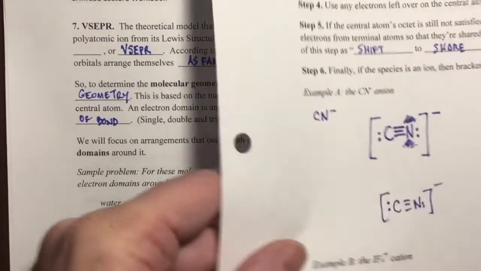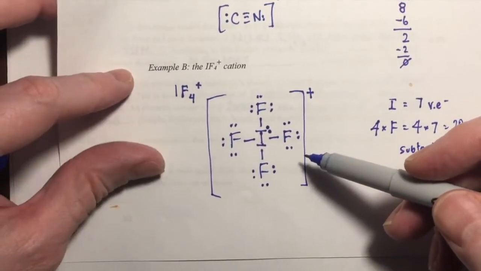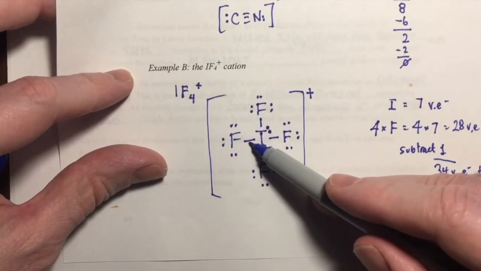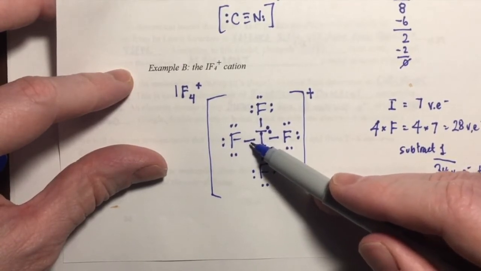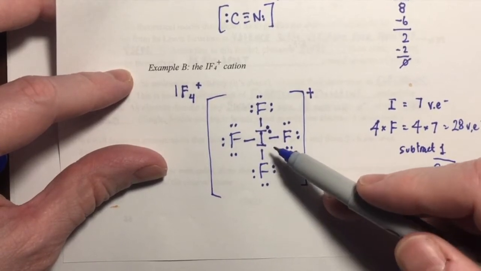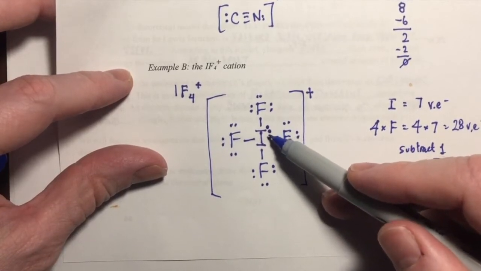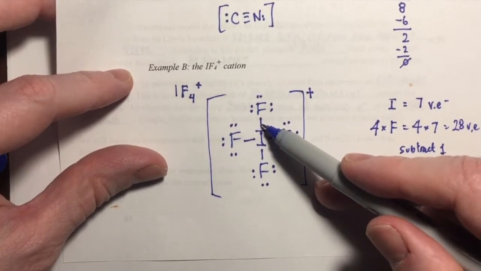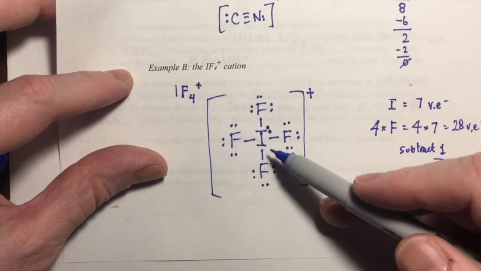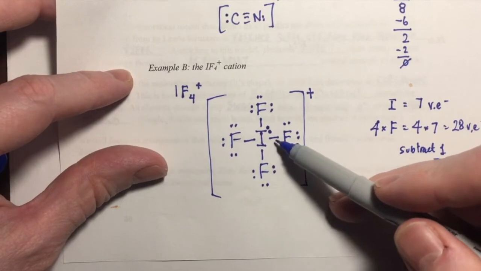So if we go back here and we look at this IF4 plus cation, there is an electron domain right there, that single bond. There is another electron domain, that single bond. There is another electron domain, that single bond. Here is an unshared pair, that is an electron domain. And here is another electron domain, that single bond. So in this case, how many electron domains do we have around the central atom? We have 1, 2, 3, 4, 5.